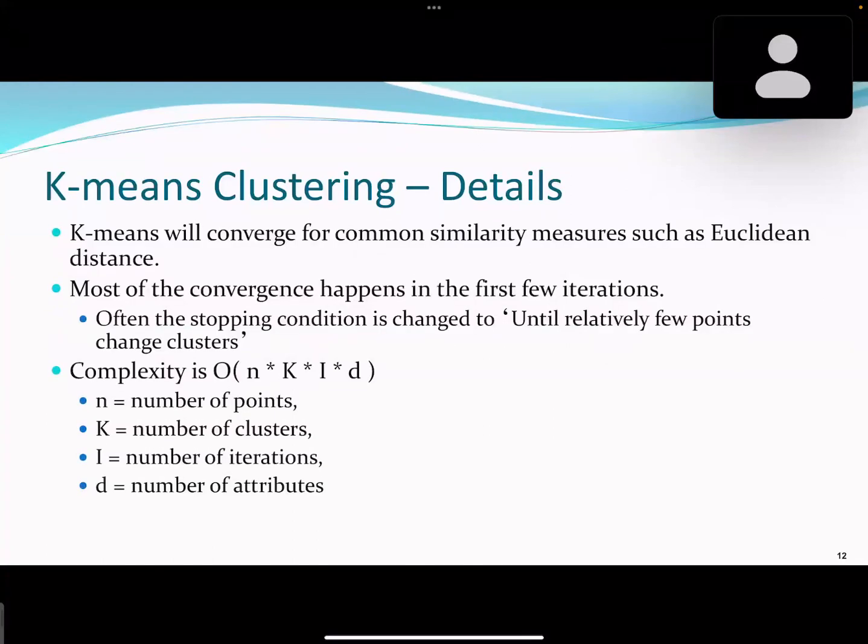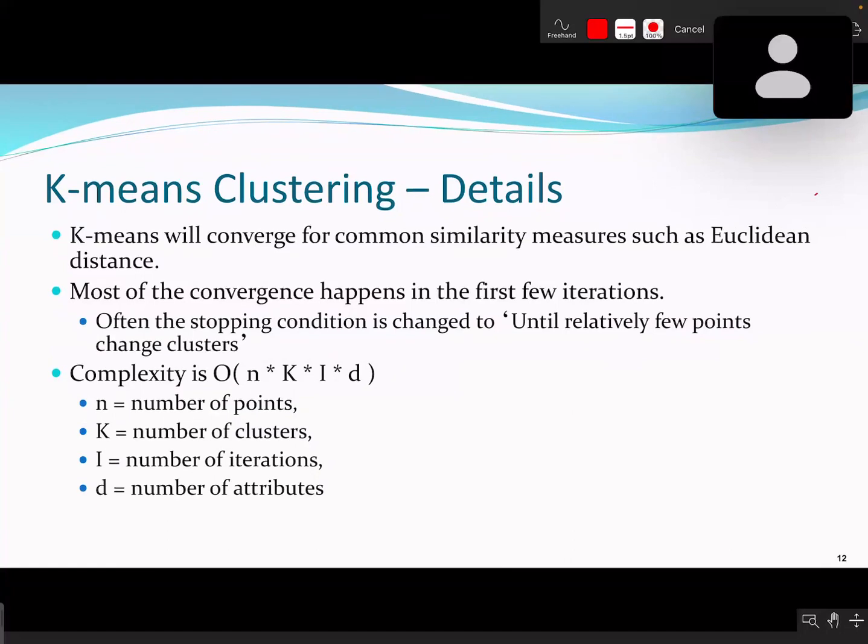So some more detail about k-means. We noticed that k-means usually would converge for common similarity measures, such as Euclidean distance. By converge, I mean that after several rounds, the clustering will become stable. That is to say, the objects that are assigned to a certain cluster would not move or switch to another cluster later on. So the clustering becomes more stable. That's what I meant by convergence.